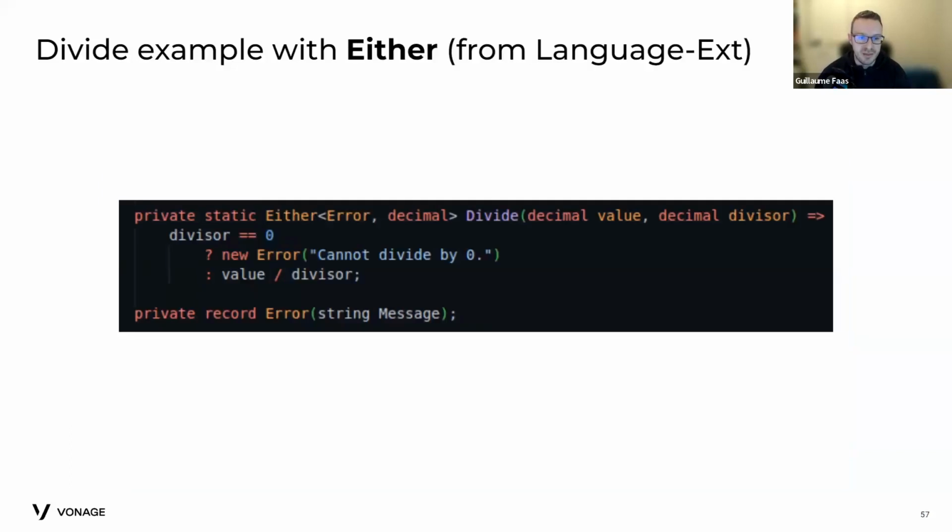Let's try with Either. In that case, what I want to do is create a specific record for my error and then return an Either of error or decimal, okay? So in that case, what you can see is I'm not throwing anymore because I can evaluate if my statement will fail. So if it's failing, I'll return a new error, and otherwise I just do the division.